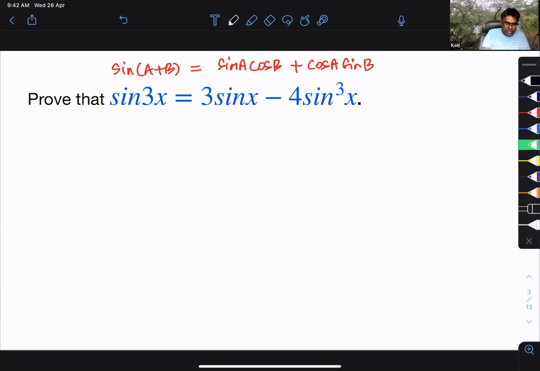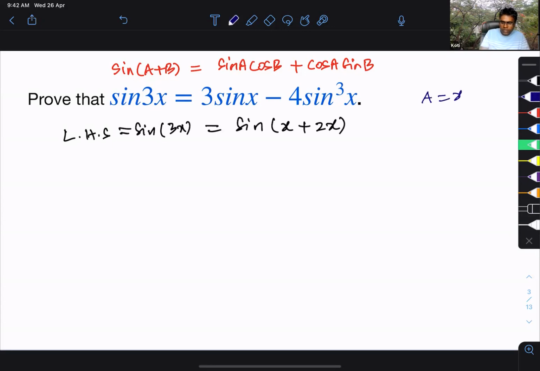I'll look at the left hand side. I have sine of 3x. This sine of 3x, I'll split it into x and 2x. It doesn't matter which one is first. So x plus 2x. And then here, let a be x, and let b be 2x. So we are taking this. Okay, so a is x and then b is 2x.